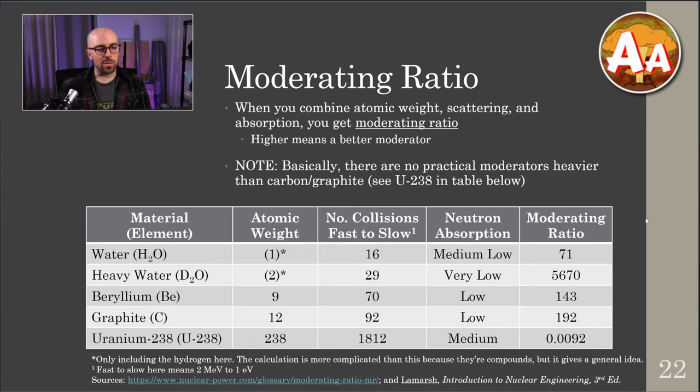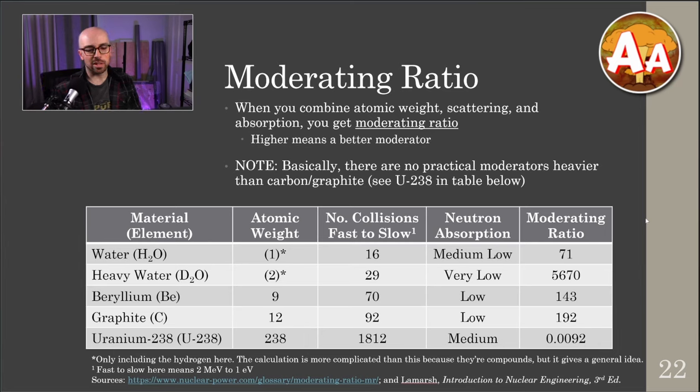All right, this first row here, we've got water. It has an atomic weight of 1 because it just has a proton. That's the atomic weight part. Scattering we'll represent here with the number of collisions to go from fast to slow. And just as a footnote to be proper, this is from 2 MeV to 1 eV. Very technical, but just to cover the bases. For water, it takes about 16 collisions to go from fast to slow, which may sound like a lot, but if you look at these other materials, that is very low. It is as low as you can get, pretty much. Neutron absorption: medium, low, not great, not terrible. That gives you a moderating ratio of 71 for water.